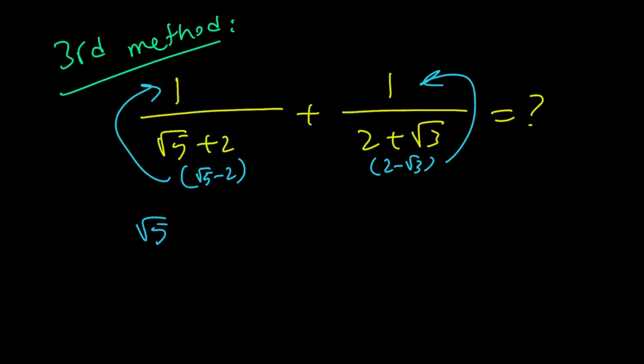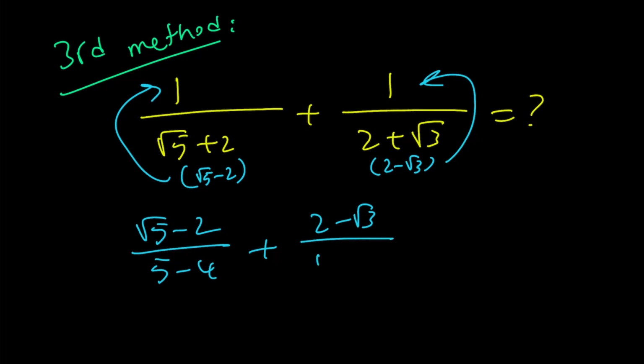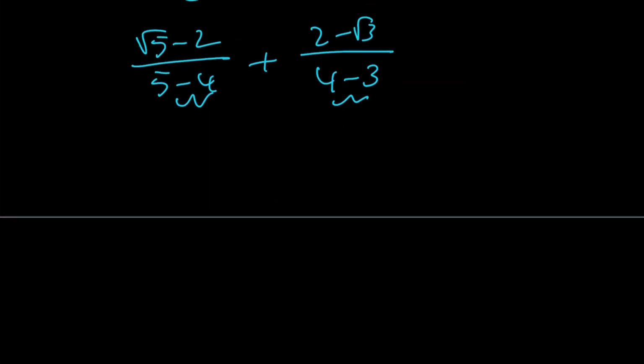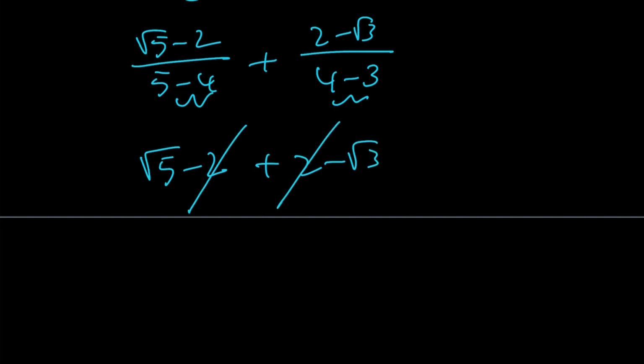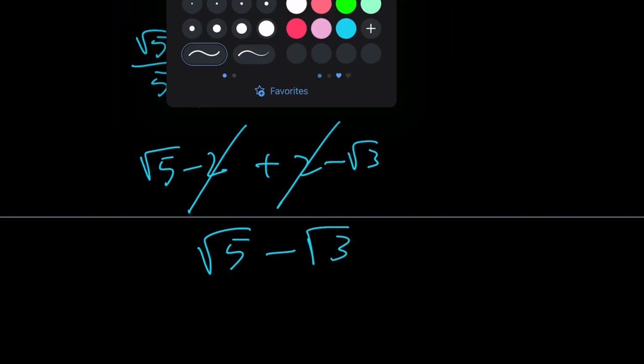Root 5 minus 2 over 5 minus 4. And the second one is going to be 2 minus root 3 divided by 4 minus 3, from the difference of 2 squares. But both of these are equal to 1. So this is going to give us root 5 minus 2, right? Plus 2 minus root 3. The 2's are going to cancel out, leaving us with root 5 minus root 3 as the simplest form of this expression.